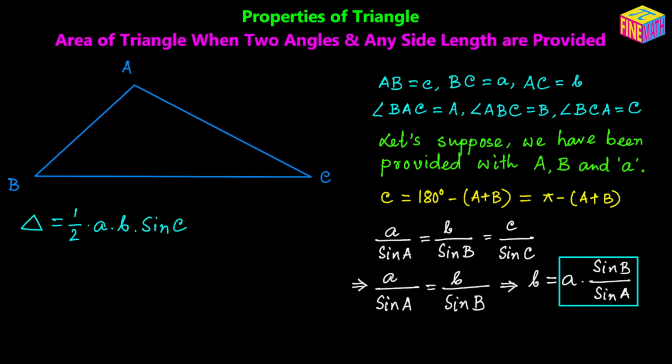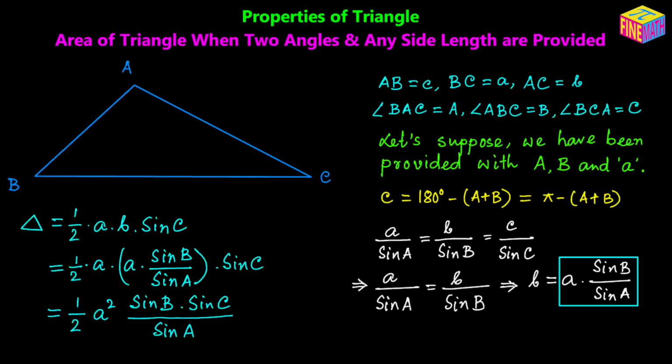Now I am going to use this value of b in the formula on the left hand side. So that formula can be written as half times a times, in place of b I have written a times sine of B over sine of A, times sine of C. And if we simplify this a little bit, it is going to look like half times a squared times sine of B times sine of C over sine of A. Now here you can see that we have been provided with two angles A and B, and from there we calculated the value of C. So now we know all three angles pretty much, and also we have been provided with the side length a. So with all that information we can easily calculate the area using this formula.